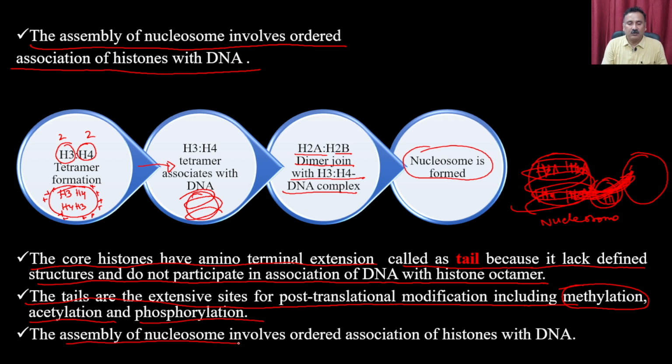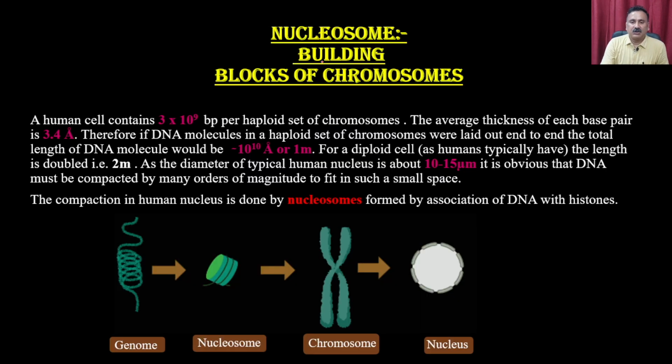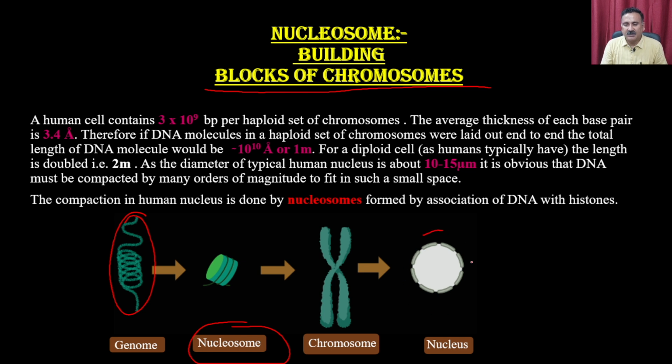The assembly of nucleosome involves the ordered association of the histone with the DNA. This is anyway we have discussed, right? H3H4 followed by the binding of DNA, followed by the binding of the H2A, H2B, and that's how the nucleosome is going to be formed. So the nucleosome is the starting building block for the higher order organizations. So nucleosome is the building block of the chromosome, right? So this is the DNA, right? Then it is going to form the nucleosome, then it is going to be organized into the chromosomes, and then it is going to organize into the nucleus.